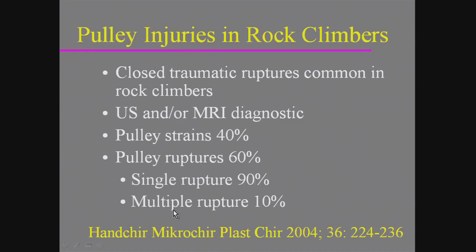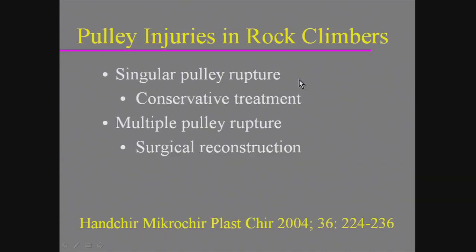This is a series from the Hungarian orthopedic literature in which they looked at a series of rock climbers: pulley strains in 40% of them, pulley ruptures in 60%. Fortunately, 90% of these pulley injuries in rock climbers were single pulley ruptures, multiple pulley ruptures in only 10%. Why is that important?